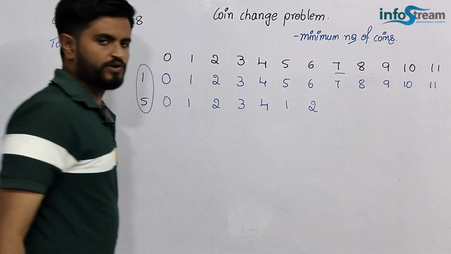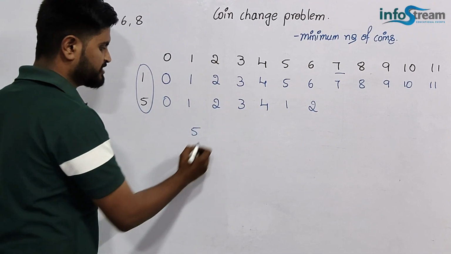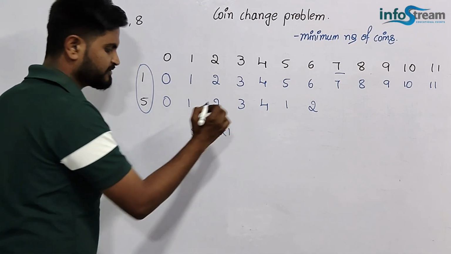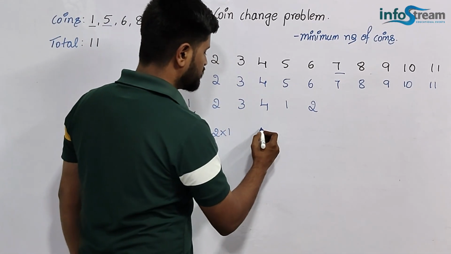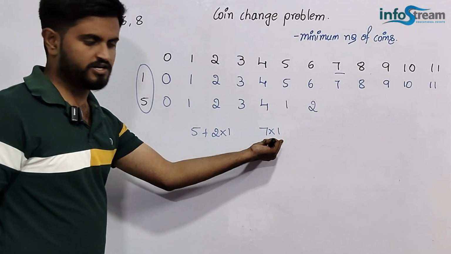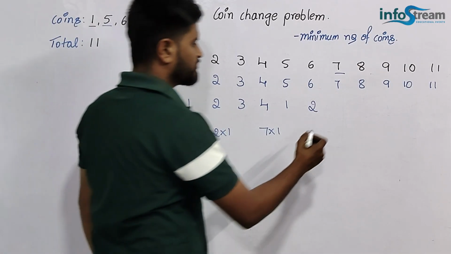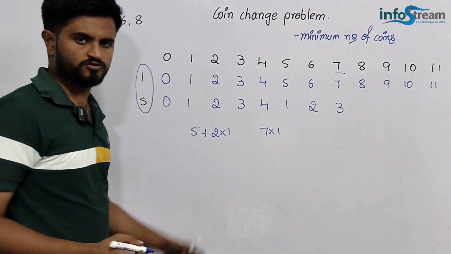Now I must give the 7 rupee change. What are the possible conditions? I can give one 5 rupee coin and two 1 rupee coins, or I can give seven 1 rupee coins. Here I am using 7 coins. Here I am using 1 plus 2, that is 3 coins. So I will be using only 3 coins to give the change.